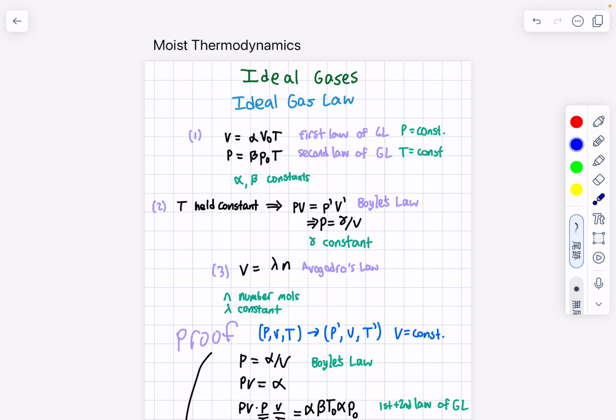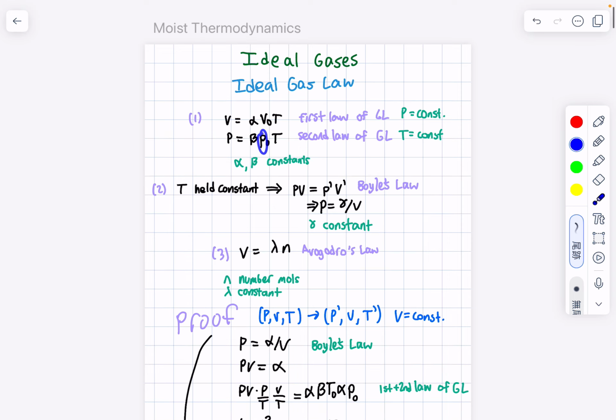To start with the derivation, we must first know four basic laws. The first two are called the first and second law of GL, where GL is the initials of a French thermodynamics researcher who found two relationships. They found that when holding pressure constant, volume was directly proportional to temperature T by a constant alpha times the initial volume, V naught. And holding temperature constant, pressure was directly proportional to temperature by a constant beta times the initial pressure.